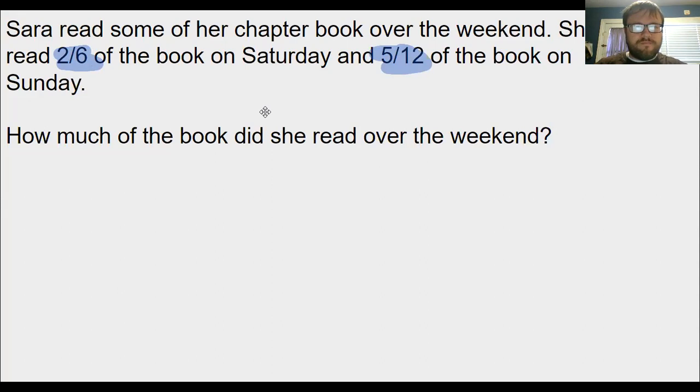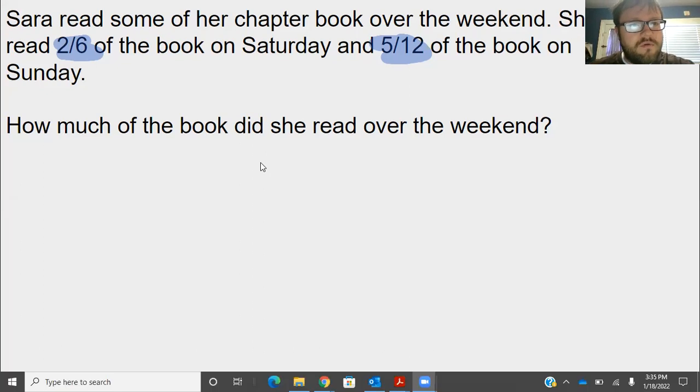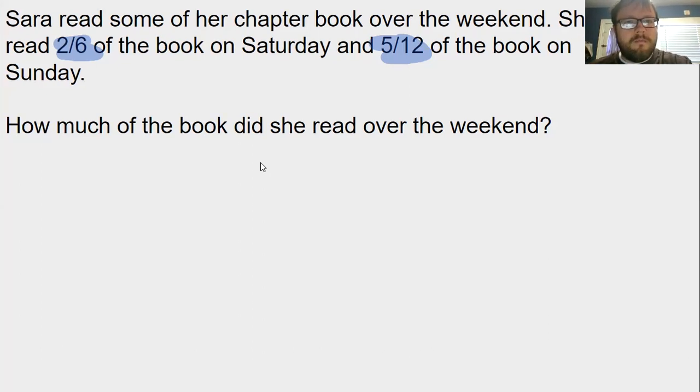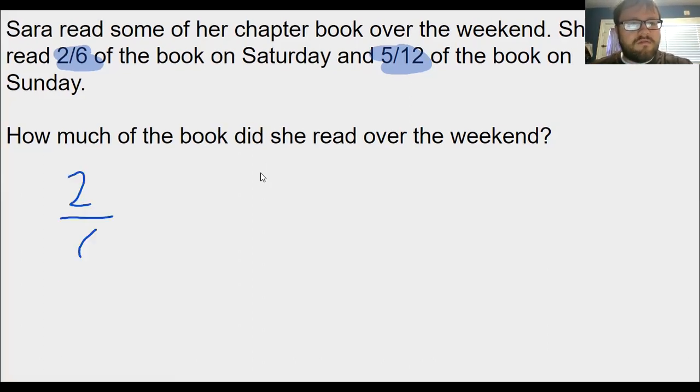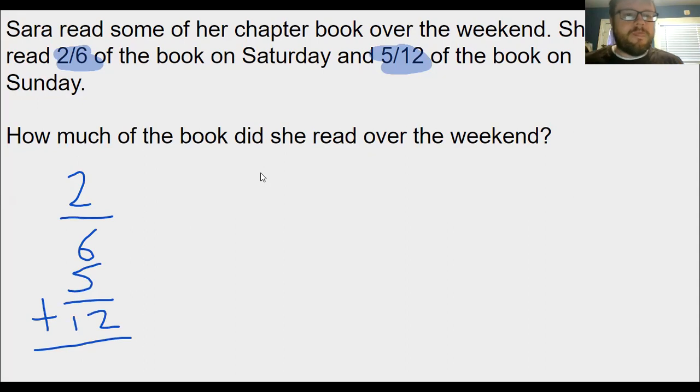So I'm going to show you the traditional way first and then draw out the model second. So kind of flip it a little bit. So I have 2 over 6 plus 5 over 12. Now, right away I notice my denominators don't match. So I'm going to find what's known as the least common multiple.